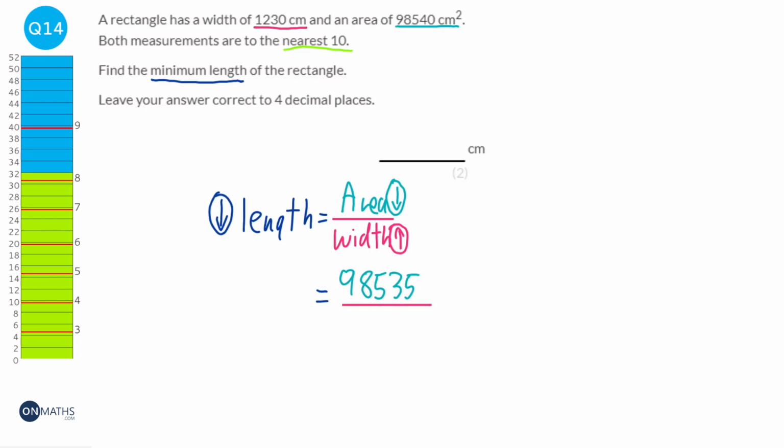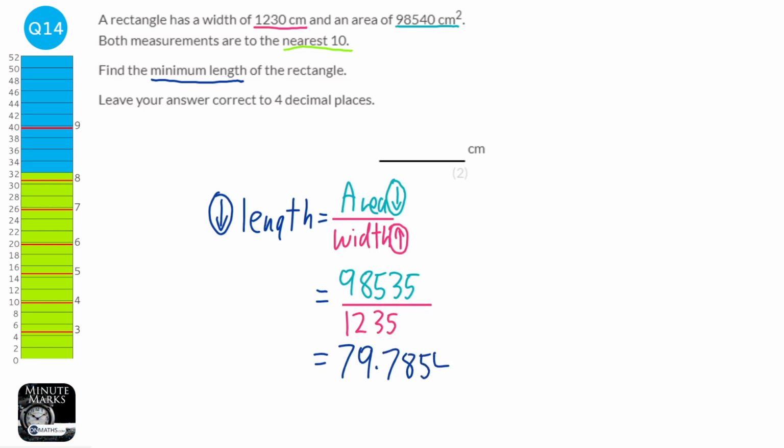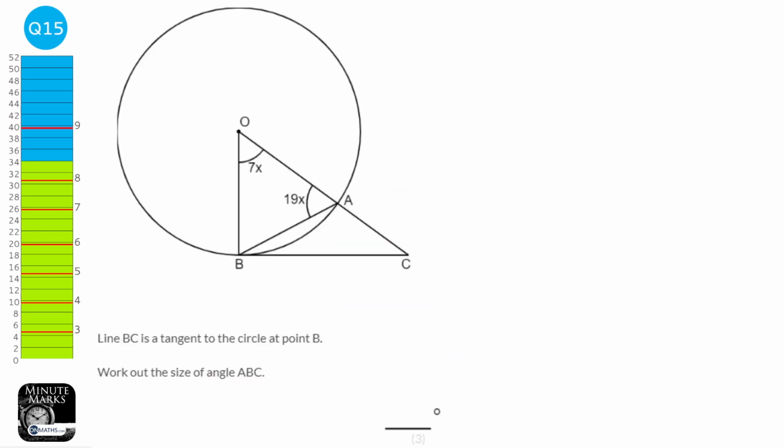Now for the width, we're going to do the same thing, half the accuracy, half of 10 is 5, but we're looking for the upper bound, the biggest it can be. So we're going to add that on, 1, 2, 3, 5. And when you do that calculation, you get the answer of 79.78542, and so on, and it says it wants it to 4 decimal places. So we're going to do 79.7854.